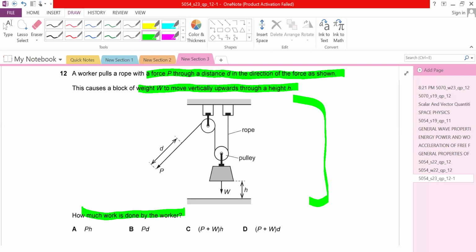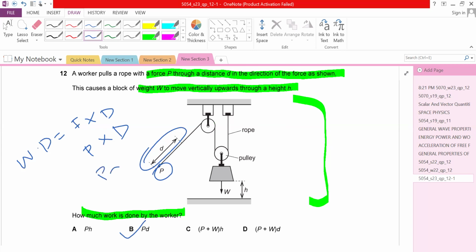The formula for work done is work done equals force times the distance in the direction of the force. So it would be P, which is the force, times the distance in the direction of the force, which is D. The correct option is PD, which is B. Option B is correct for question number 12.